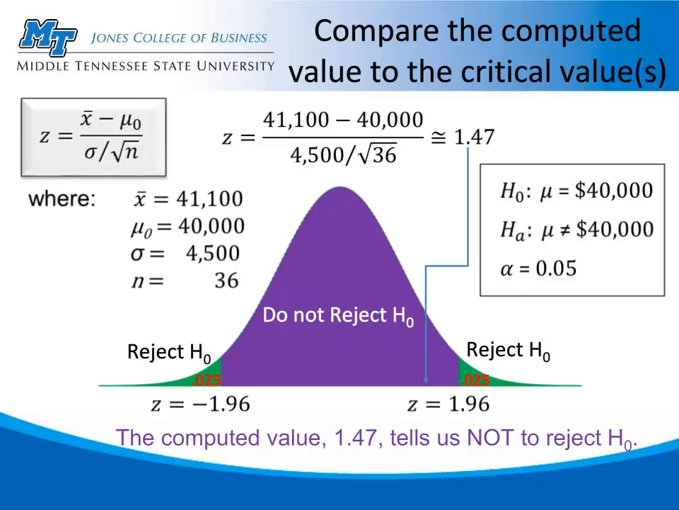It's between the negative 1.96 that corresponds to the 0.025 in the lower tail and the positive 1.96 that separates the reject part in the upper tail from the do not reject part. But since it's in between those two, it's clearly in the portion of the graph where we're not going to reject the null. It's not bigger or equal to 1.96. It's not less than or equal to a negative 1.96. That computed value, the 1.47, tells us not to reject the null.